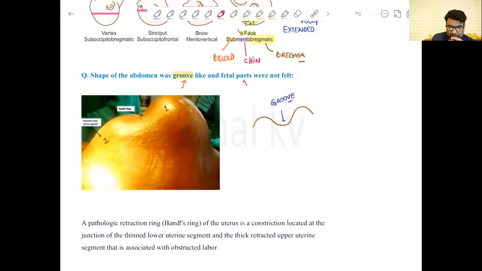Fetal body parts were not felt. Now what is this? Now this is because of a ring here, right? So there is formation of a ring, and this ring is formed because of obstructed labor, right? So what is the reason? There is obstructed labor, right? So this ring is because of obstructed labor, and therefore this ring is known as Bandl's ring, right?